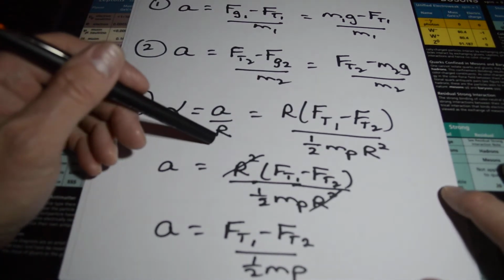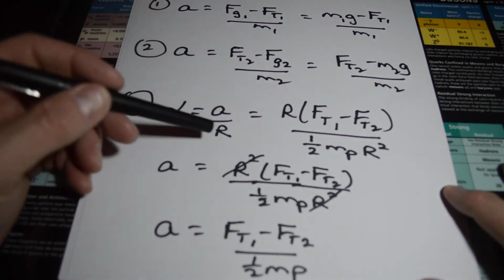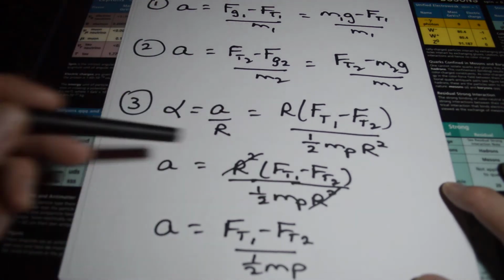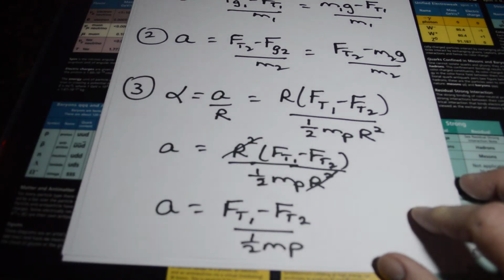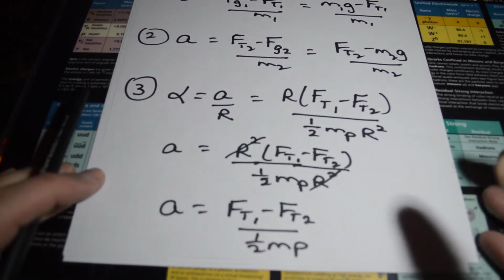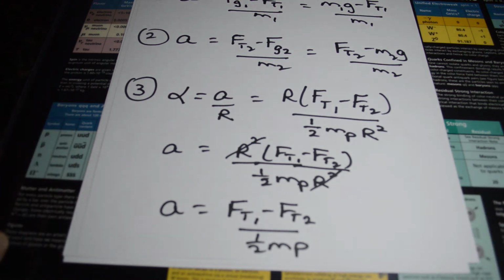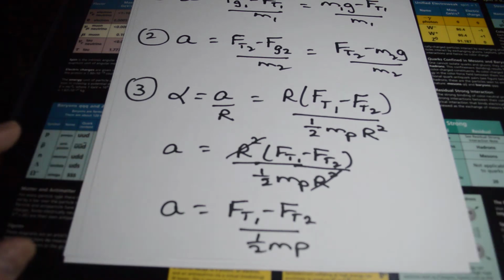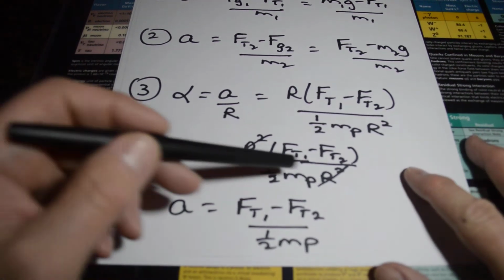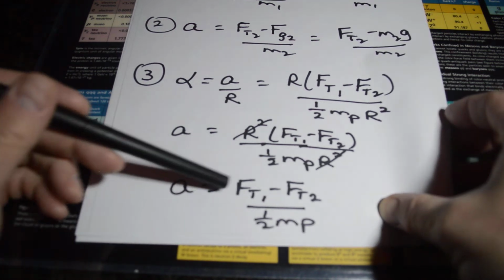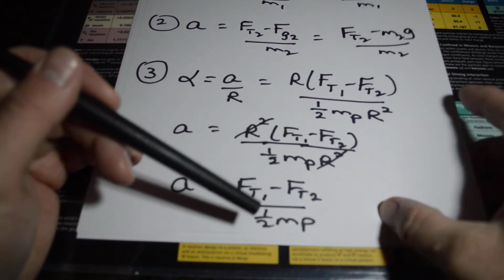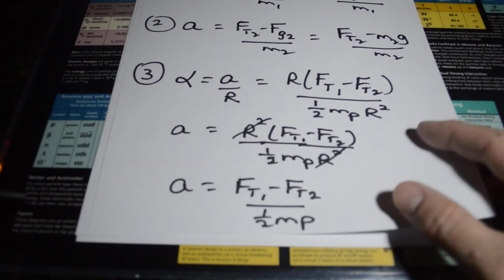If I bring this R to the other side, I get r squared on the top and the bottom. What that does for us is cancel out the r squared. So it really doesn't matter what the r is. If you were thinking that you couldn't solve it because there wasn't enough information given, that's not quite right. In this particular case, the r's cancel. And what this is going to give us is an equation that says A equals Ft1 minus Ft2 over 1/2 the mass of the pulley.